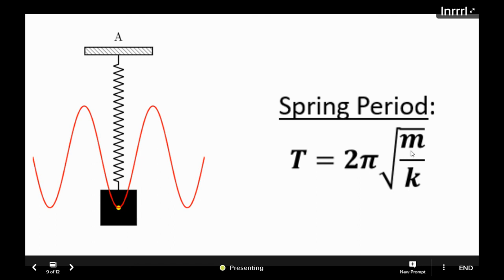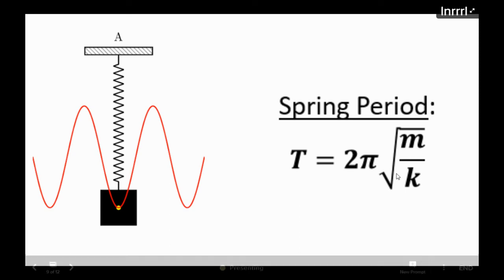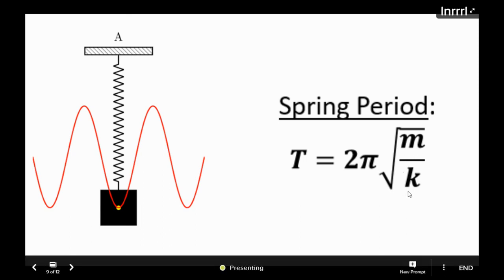And then M, what does M stand for probably? Mass. What do we measure mass in? Kilograms, yeah. And then here we have K, and that's our spring constant. So that's it. Not too shabby.